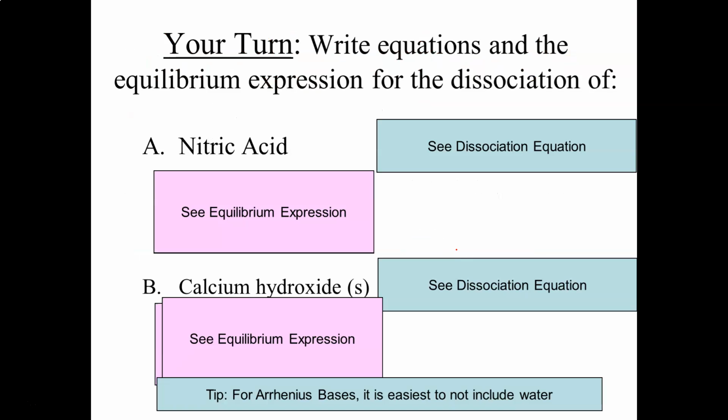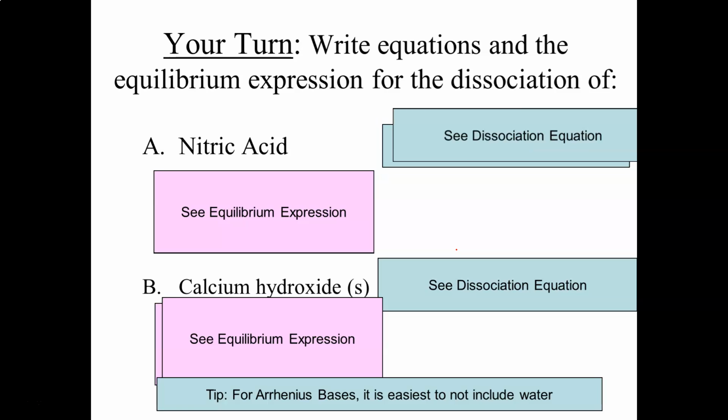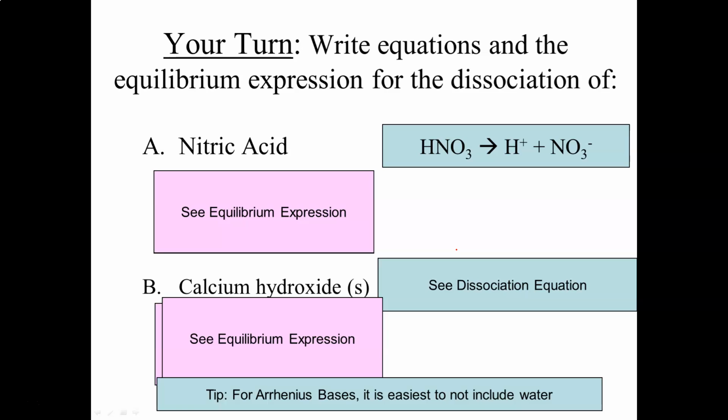Next thing we need to do here is write expressions for the dissociation of these various things. So we have nitric acid. Your dissociation equation looks like this. HNO3 yields H plus plus NO3 minus. And the equilibrium expression will look like this. Ka is H plus times NO3 minus over HNO3. This is nothing different than previous problems we did in Unit 3.